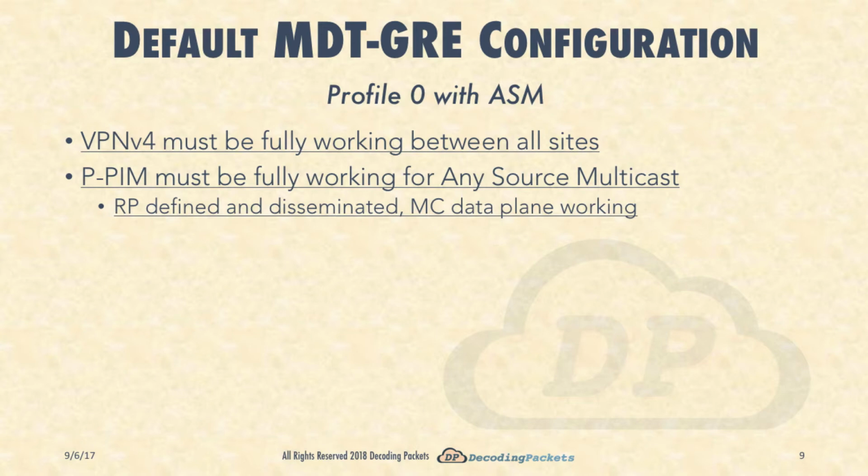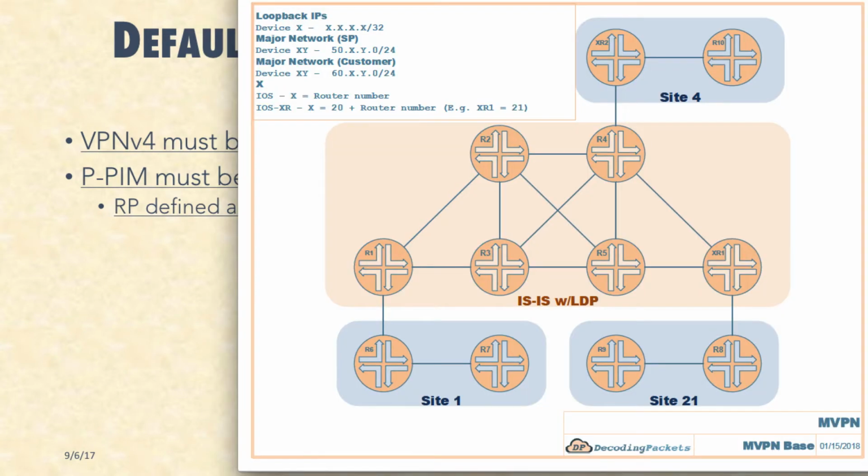So for this lab, or for this configuration, this is the topology that we are going to use. Now the provider core is right there in the middle. It consists of R1 to XR1. So R1, R2, R3, R4, R5, and XR1 together form the provider core. R1, R4, and XR1, these are your PE routers.